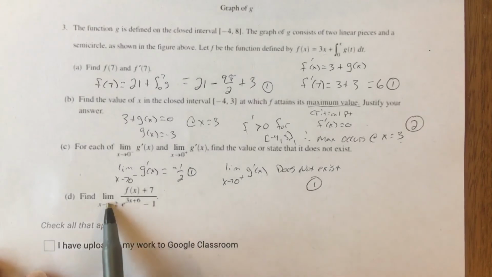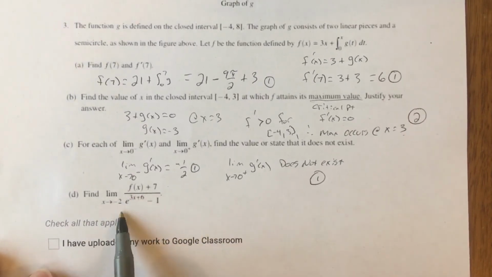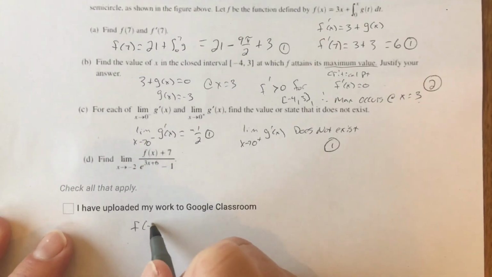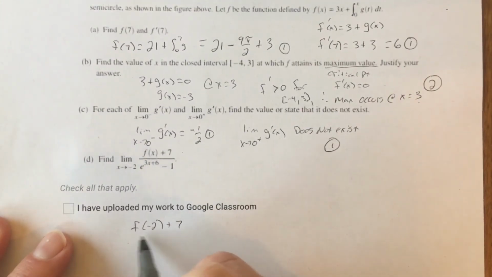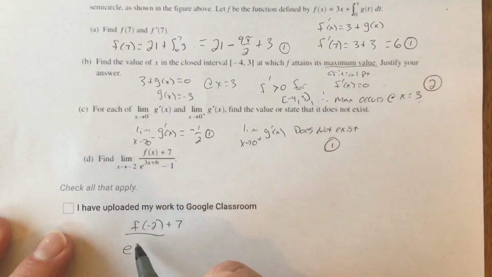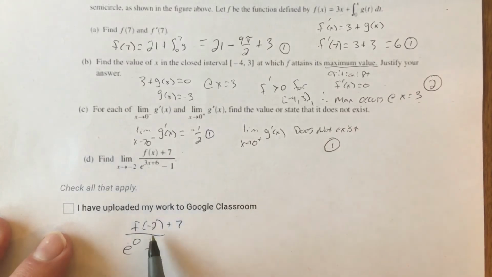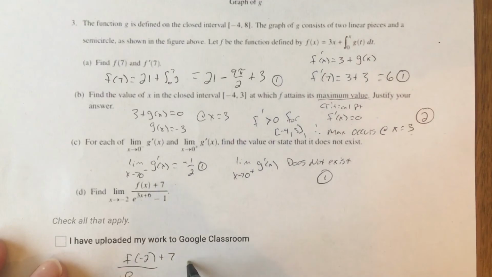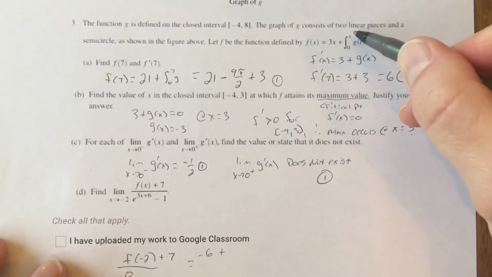All right, our last one asked us to find the limit of this here. And so what we're going to do is plug this in. We're going to have f of negative 2 plus 7 over e to the negative 2, or 3 times negative 2, so negative 6 plus 6, that's 0, minus 1. Now, f of negative 2, if we put negative 2 in, is going to give us negative 6 plus the area from 0 to negative 2.